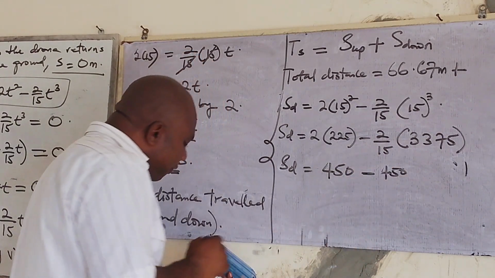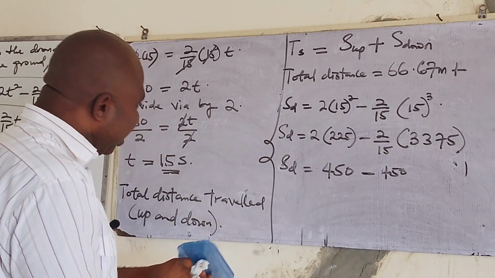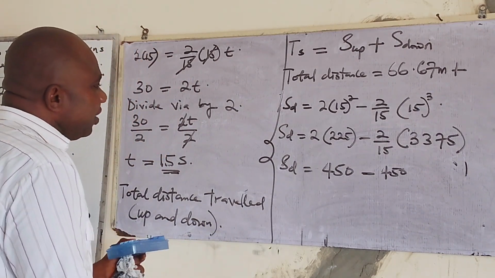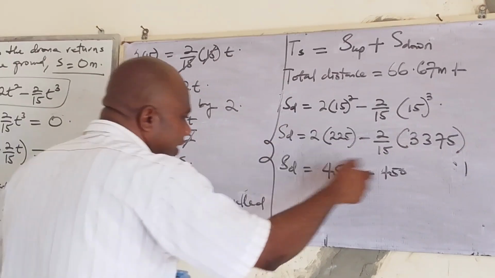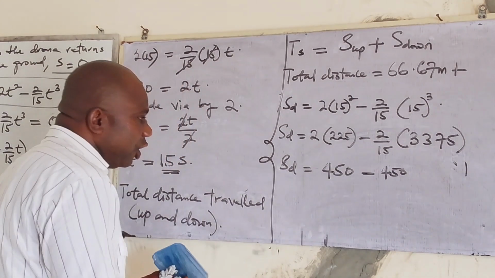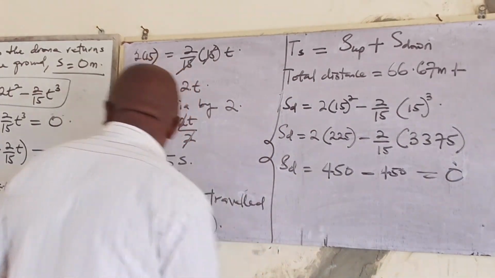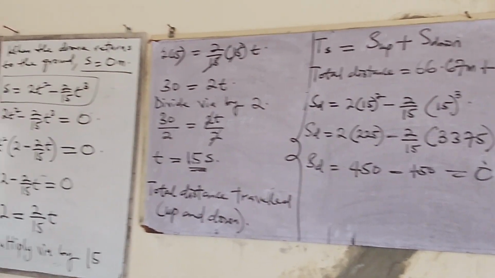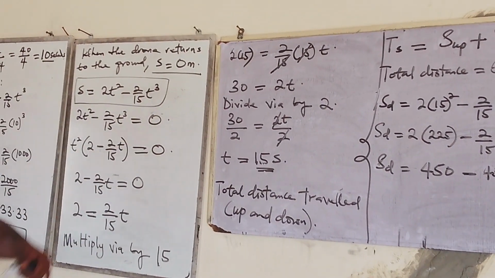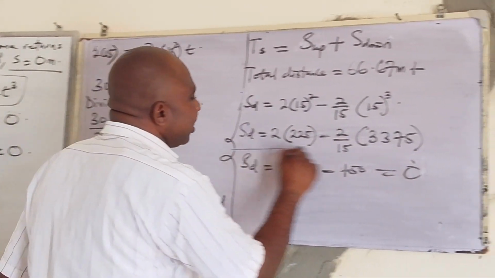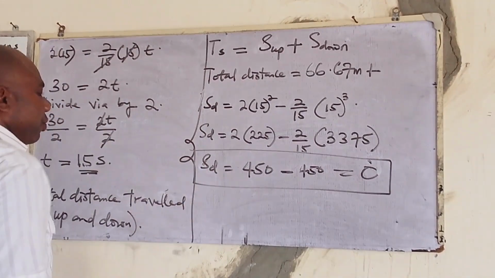That gives 450. So it therefore means that the distance it takes to come to the ground is equal to 0. It's actually on the ground, and that's why we said let the distance be equal to 0. So we can see that it is giving us 0 because it's on the ground.